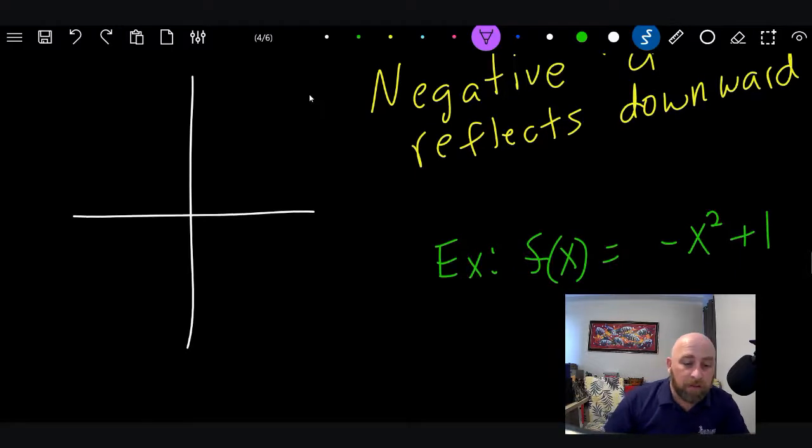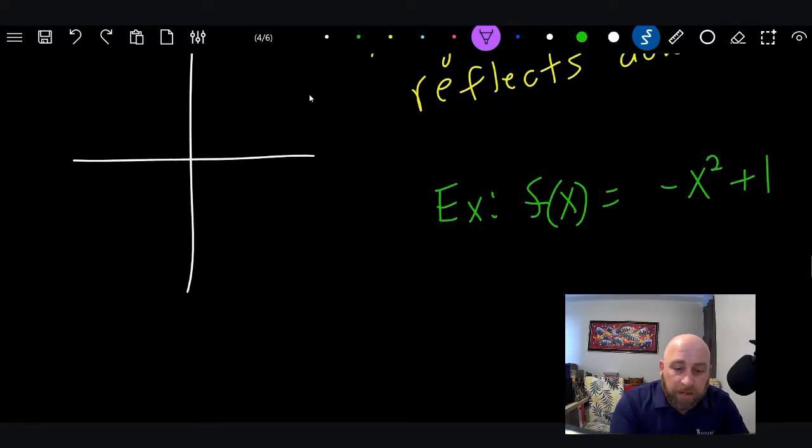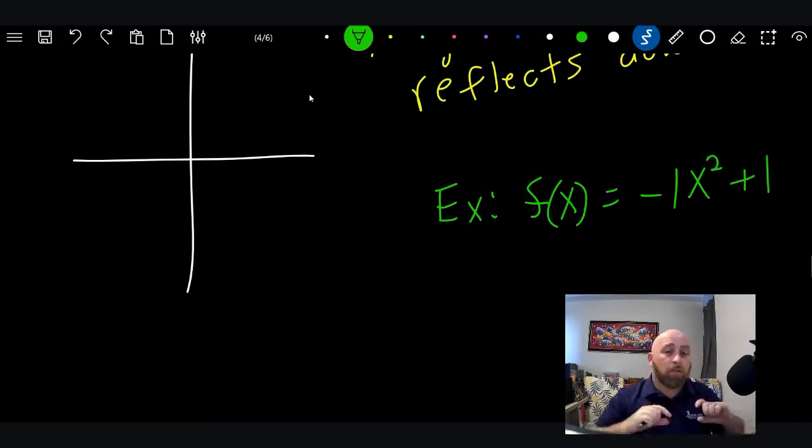Let's look at an example of this. Here's one right here. Notice right here I have a negative A. You say, there's not an A there. I don't see a number there. What is in front of every single variable that we've ever had in algebra? Yeah, there's a 1 there, so you can put a negative 1x. Okay, so our A is 1 in this case, but it was negative. So that means our parabola is going to reflect downward.